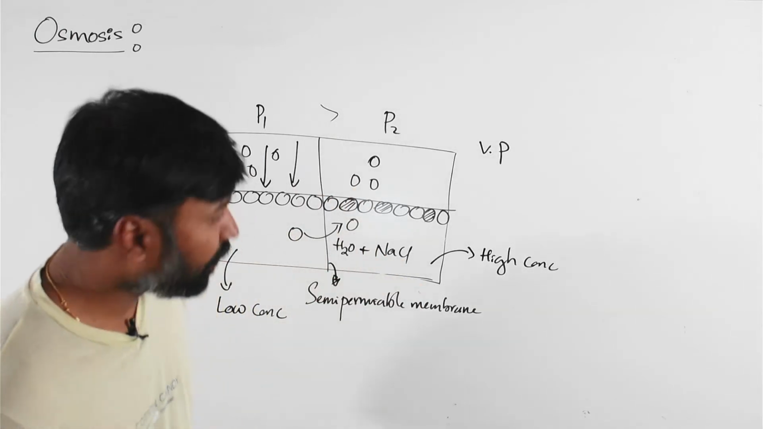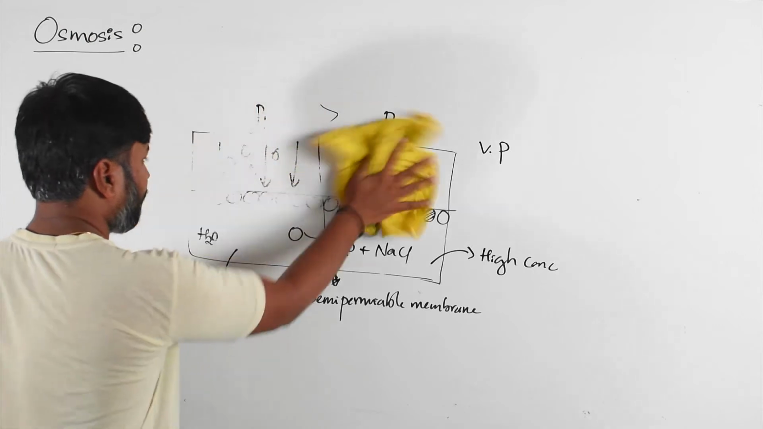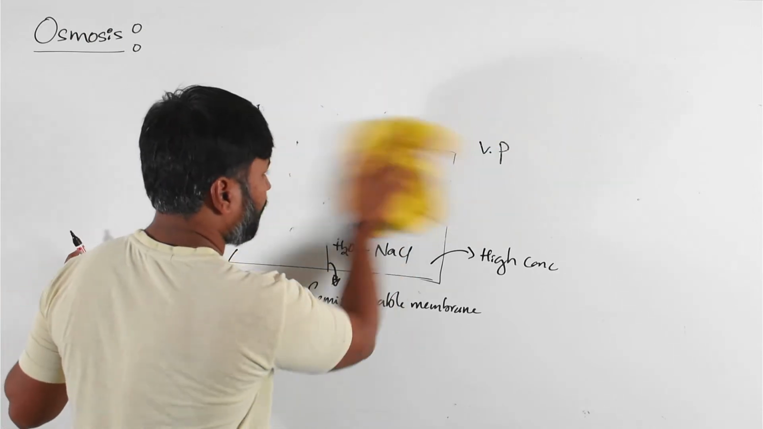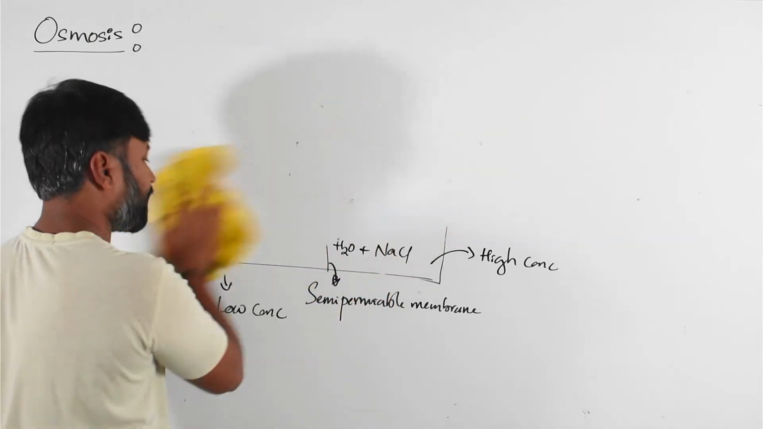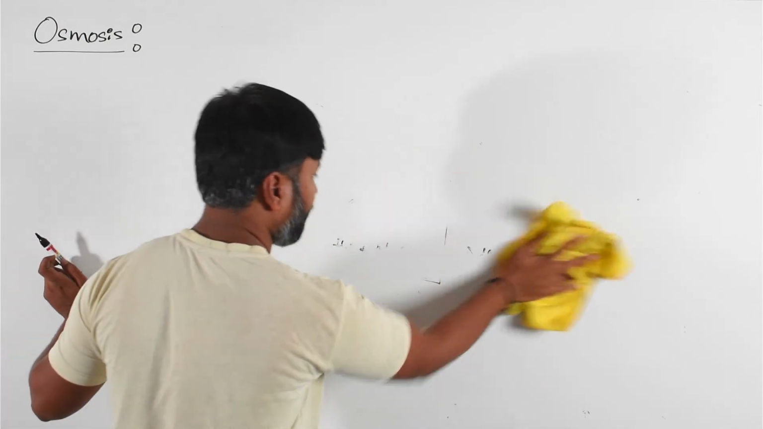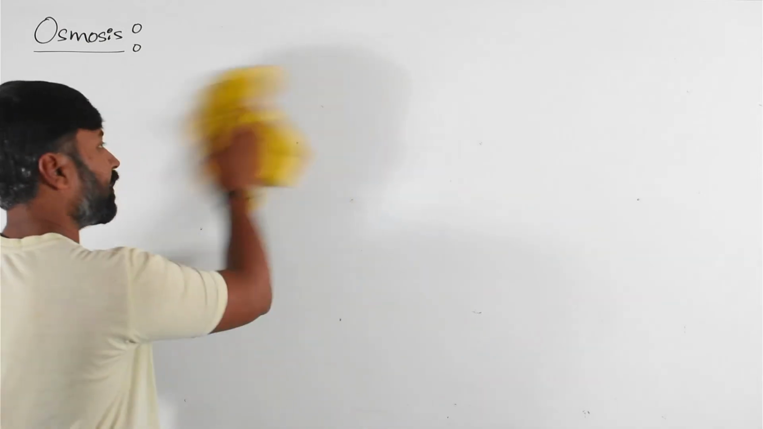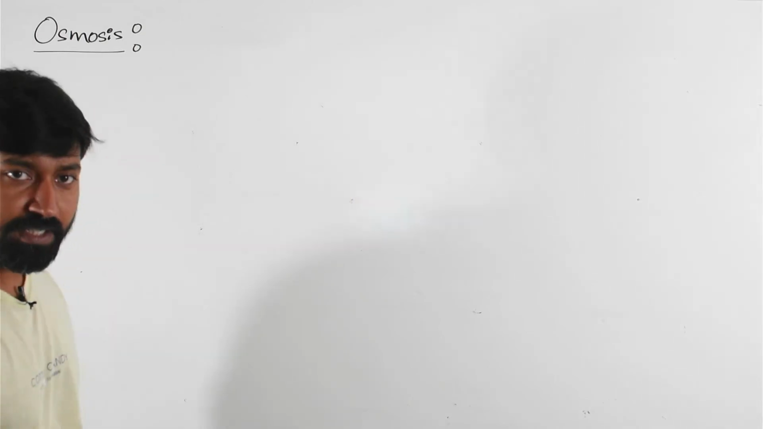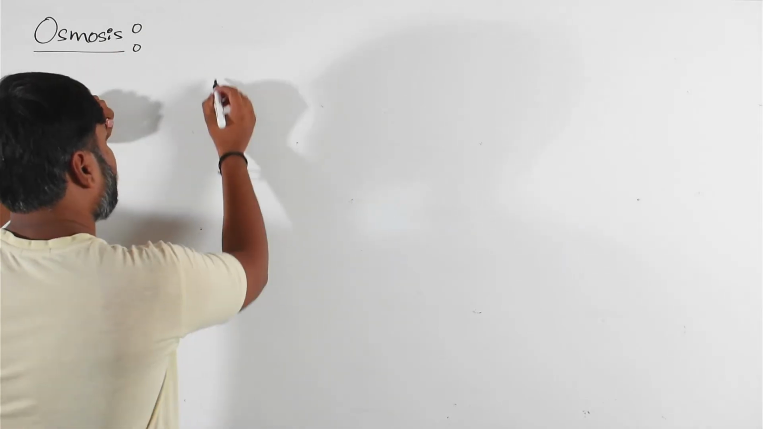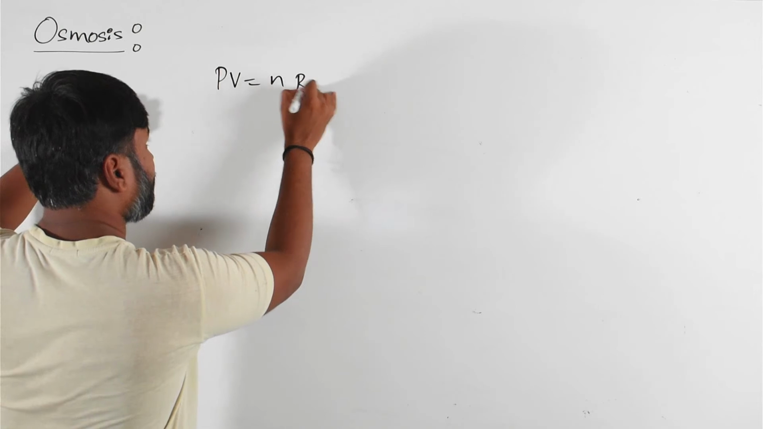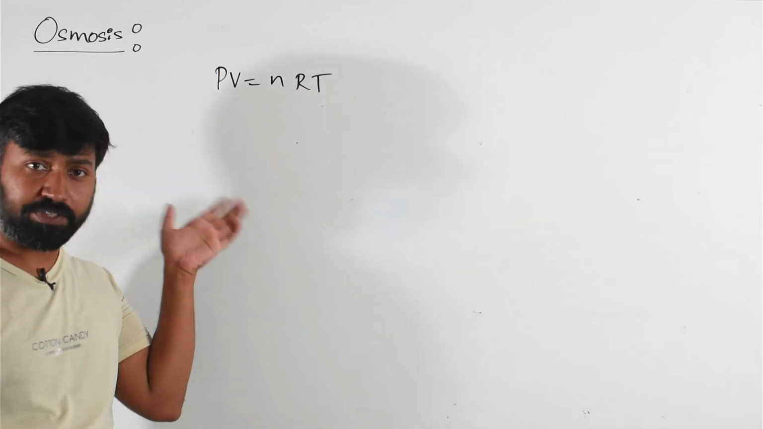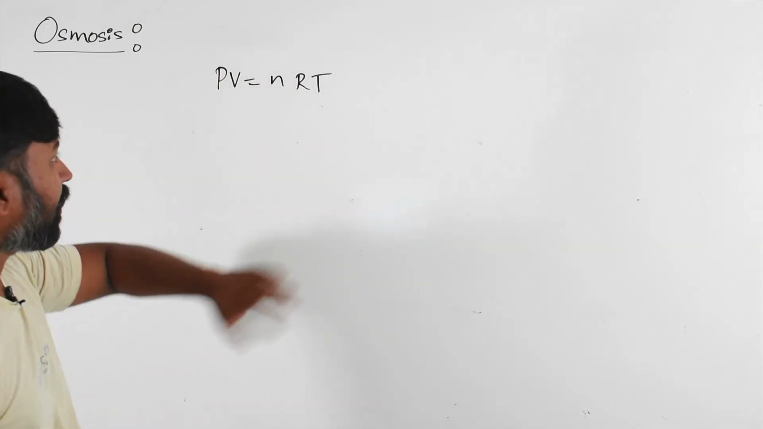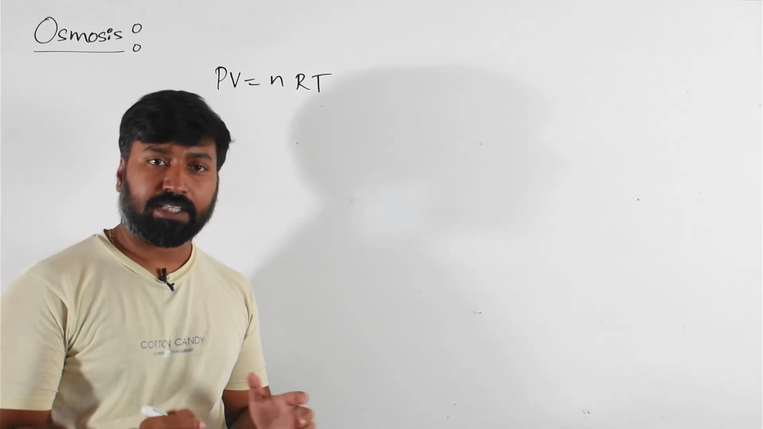Now looking at this point, we will derive the equation here. One simple equation we will find out. As we know, the well-known, very famous ideal gas equation, which is not corrected by van der Waals, that ideal gas equation we have to take here and apply to osmosis. What do we have here? PV is equal to nRT, where P is pressure, V is volume, n is the number of moles, R is the ideal gas constant, and T is absolute temperature.